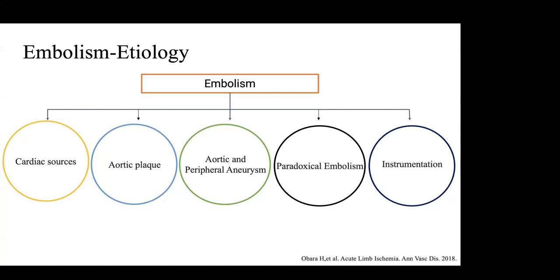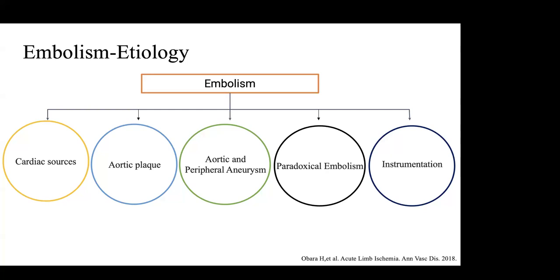The next etiology being aortic plaque. Herein, a diseased aorta will have a complex atherosclerotic plaque, and this can be a source of emboli. This can happen either following the rupture of the fibrous cap, or because of luminal irregularities and ulcerations, which make the surface more thrombogenic.